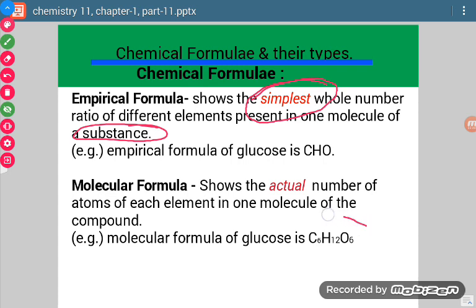Glucose, you all know, formula is C6H12O6. In general, simply if we talk, we will say the formula of glucose is C6H12O6. Now if we want to say what is the empirical formula, then we will write it as CH2O. Now if we talk about molecular formula, then molecular formula will tell us about the actual number of atoms which are present in a compound.